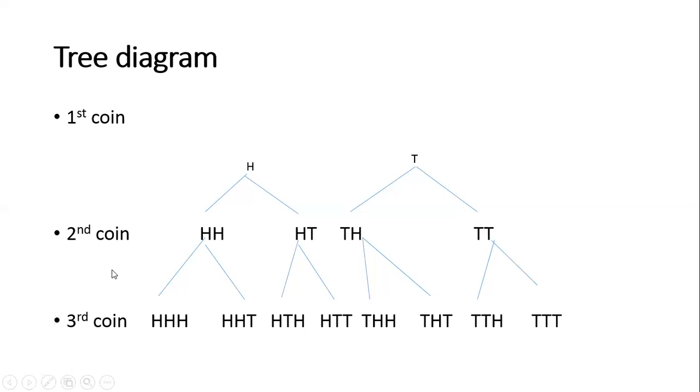So we have 4 outcomes after throwing the second coin, which are head head, head tail, tail head, tail tail. By the time we are throwing the third coin, if we have head head, the third coin can give us a head or a tail. The same goes for head tail, tail head, and tail tail. So we now have 8 outcomes: HHH, HHT, HTH, HTT, THH, THT, TTH, TTT.